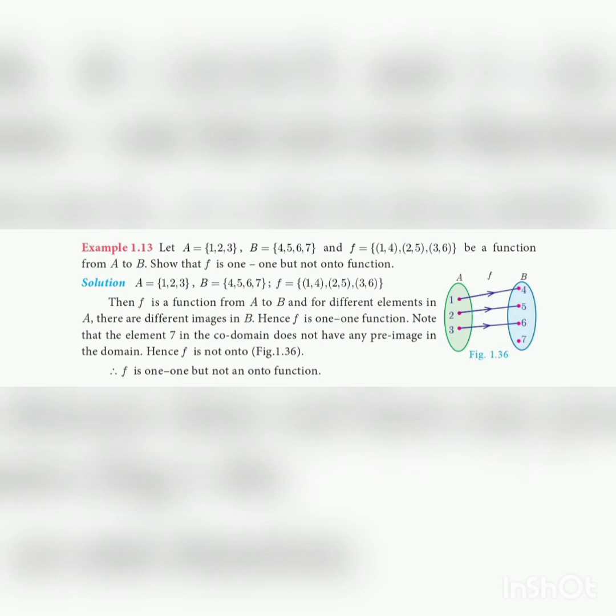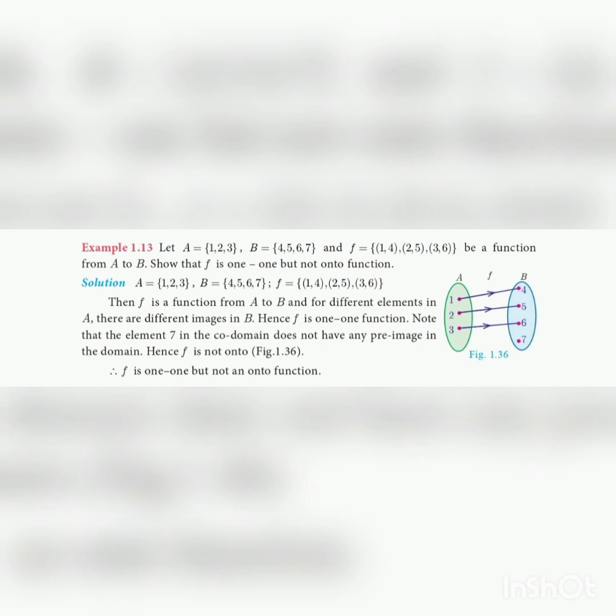Next, example 1.13. Let A equal to {1, 2, 3}, B equal to {4, 5, 6, 7}, and f is the set of all ordered pairs (1, 4), (2, 5), (3, 6), be a function from A to B. Show that f is one to one but not onto.